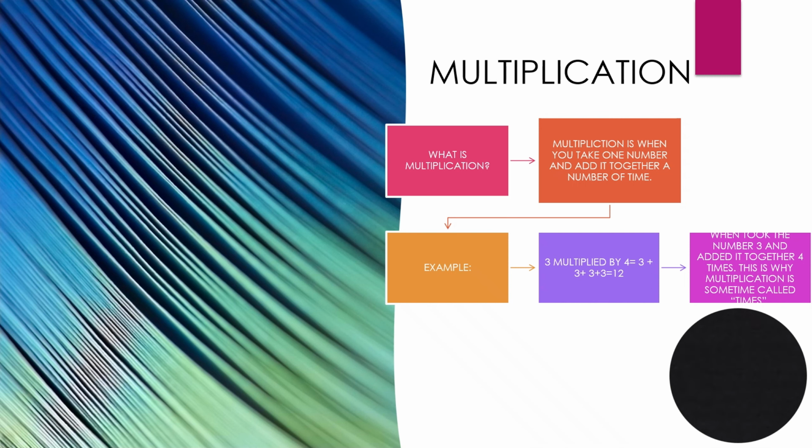Today's topic will be on multiplication. What is multiplication? Multiplication is when you take one number and add it together a number of times. For example, 3 multiplied by 4. When you take the number 3 and add it together 4 times, this is the same as multiplication, which we sometimes call times. So it's the same as adding the number 4 times.